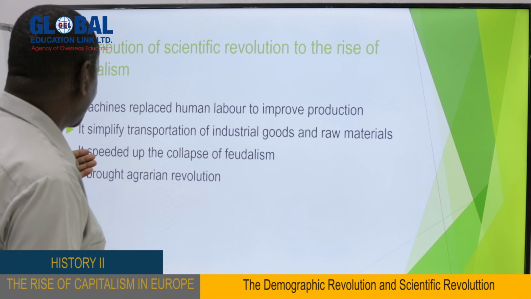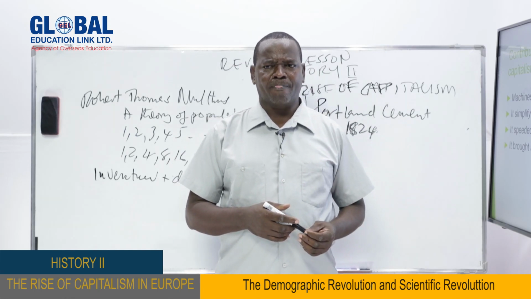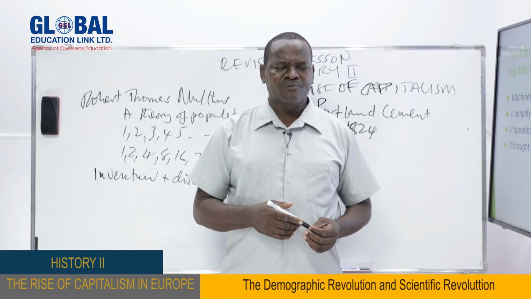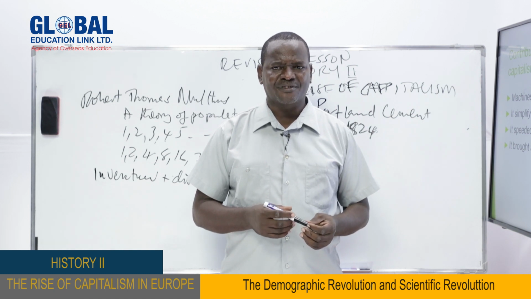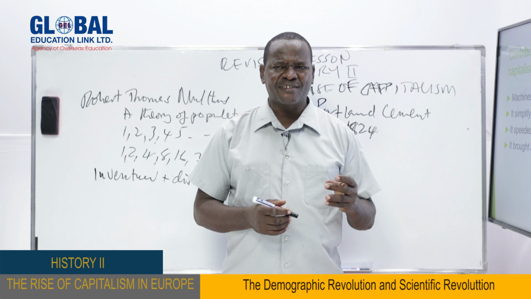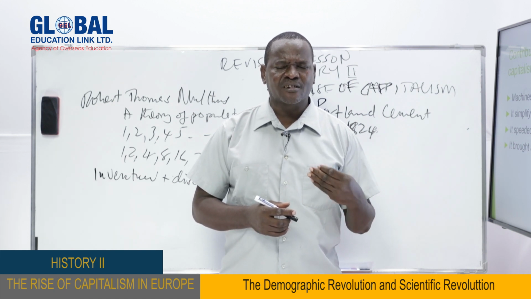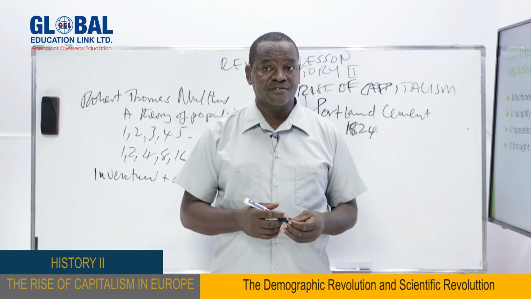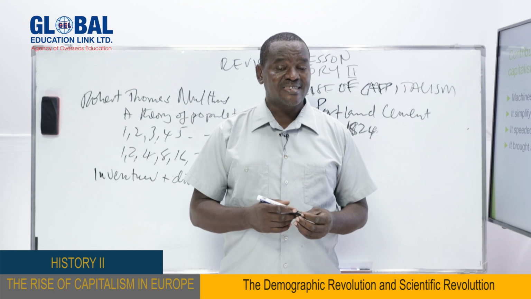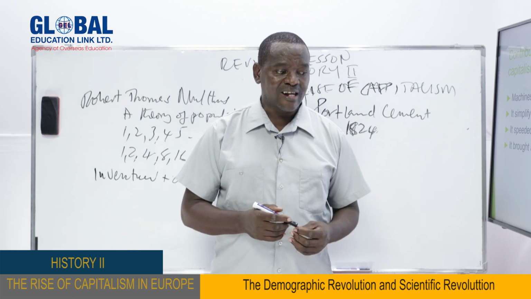Another thing is it speeded up the collapse of feudalism. Remember, feudalism always insisted on the use of poor productive forces because that is the way they could exploit the serfs and peasants. But because of the development of science and technology, some new tools of production like tractors, planters, and combined harvesters were introduced in agriculture. And that, of course, encouraged the enclosure system and the collapse of feudalism.